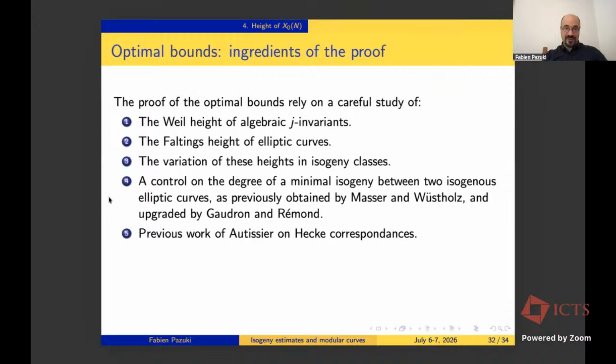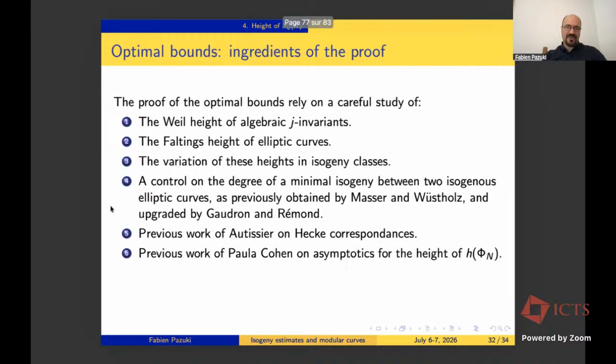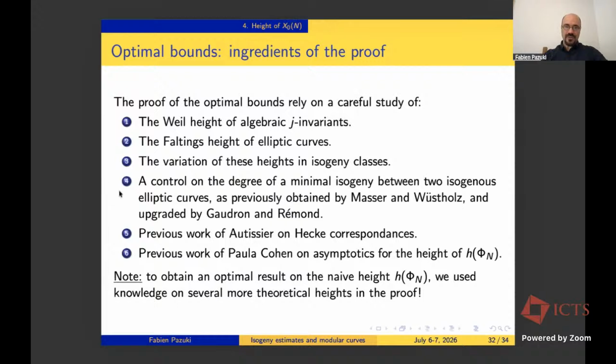And then do not underestimate the input of other people's papers on this game. I mean, the Hecke correspondence paper has been very instrumental to us. And then, of course, previous work of Paula Cohen on asymptotics of these heights. So there's quite a lot of things you need to pile up to cook up the theorem that I proposed. So I would like to compare it quickly to what we know. You see, we have an optimal result on a naive height, but we needed more theoretical heights to actually get the result. So I'm not saying naive heights are better. You need the clever heights to actually prove something on naive heights.